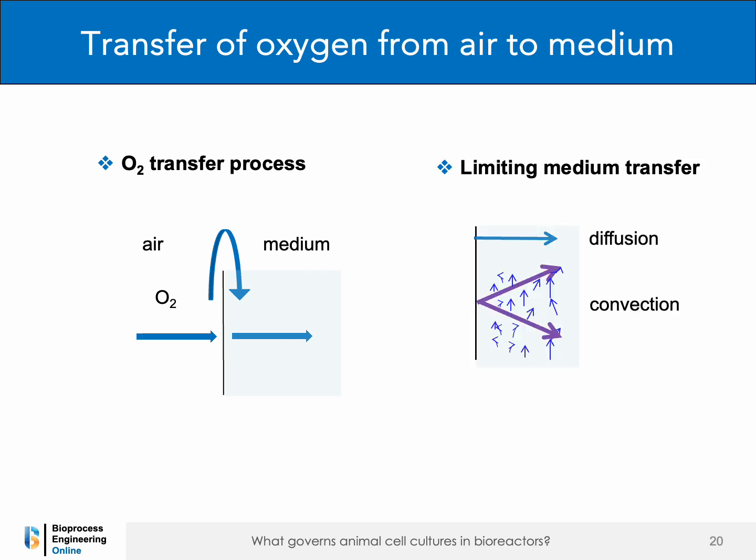The rate-limiting step is typically the transport of oxygen across the liquid boundary layer into the bulk phase. This occurs through both molecular diffusion and convective mixing, with the latter strongly dependent on local fluid velocities near the interface.